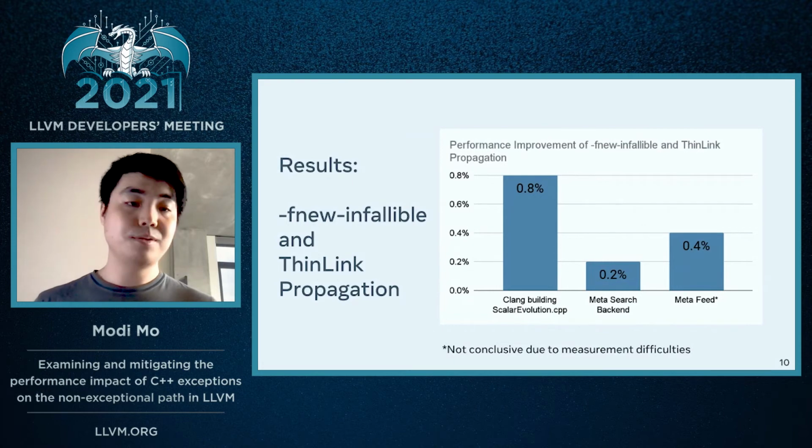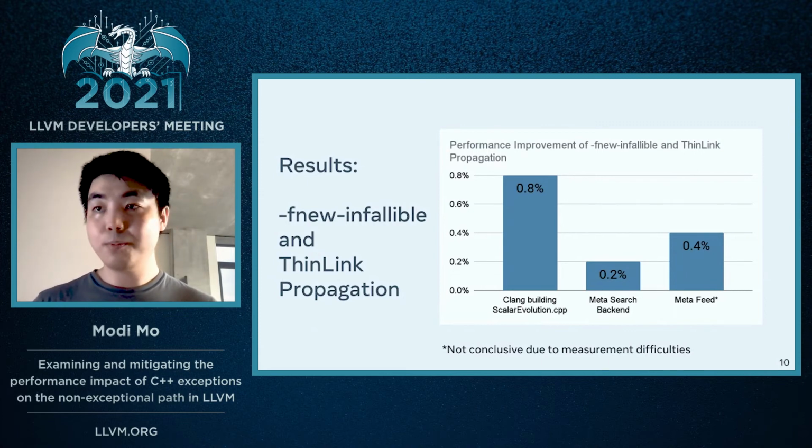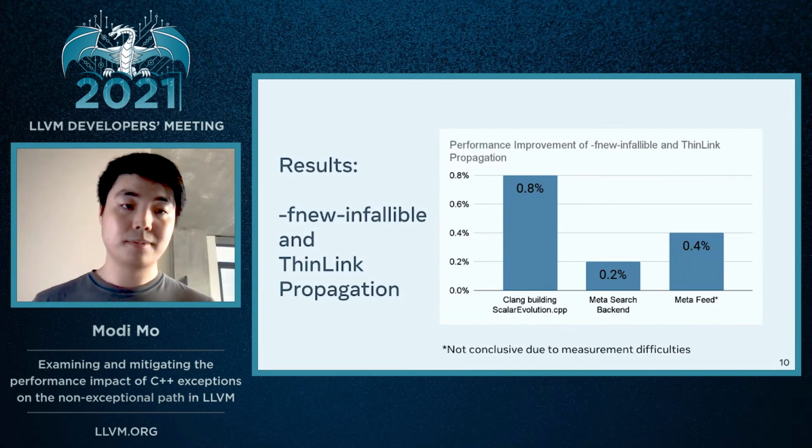Taking these together, fNewInfallible and thinlink propagation leads to performance improvements along the non-exceptional path. If you recall, Clang, when building without exceptions, was 1.7% faster building scalar evolution. Now, with fNewInfallible and thinlink propagation, that gets cut in half, because doing so results in a 0.8% increase in performance. On some of our own search backends, like Meta Search, we also see a 0.2% performance increase. And similarly for Meta Feed, we'd see a 0.4% increase. Now, these numbers are very small. So specifically for the Meta Feed number, the number is not, unfortunately, conclusive because of measurement difficulties at this level.